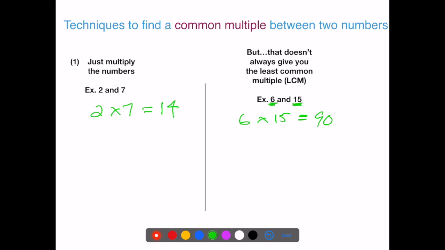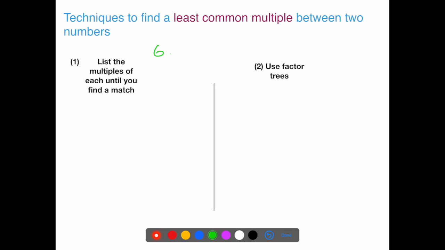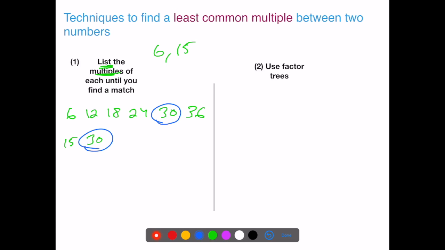But if you do want to find the least common multiple, there's a couple techniques we can review really quickly. So let's stick with our 6 and 15 example. We can list the multiples of each until we find a match. And what we mean by that is we can do 6 times 1 is 6, 6 times 2 is 12, 6 times 3 is 18, times 4 is 24, times 5 is 30, times 6 is 36, and so on and so forth. And for 15, it'd be 15 times 1 is 15, 15 times 2 is 30. And so I already see right now I have a match in both lists. And so that means it's a common multiple. And since it's the first one, it's the least common multiple. So 30 is the least common multiple between 6 and 15.